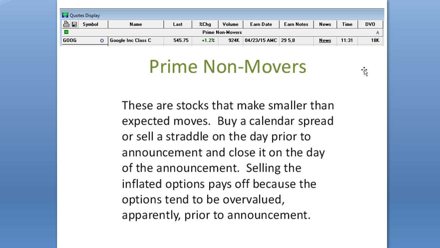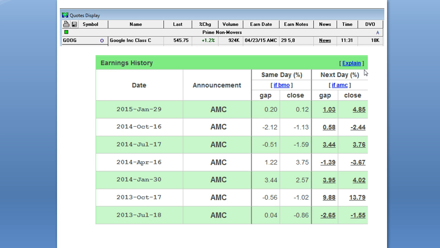All right, so here's a definition of prime non-movers within the module. These are stocks that make smaller than expected moves. You buy a calendar spread or sell a straddle on the day prior to announcement and close it on the day of the announcement. Selling the inflated options pays off because the options tend to be overvalued apparently prior to announcement.